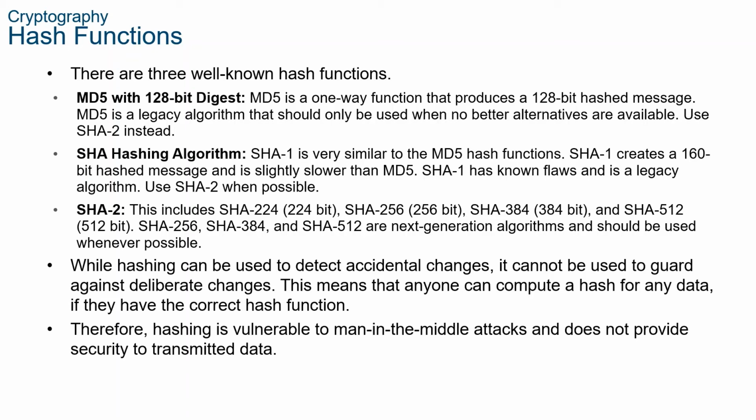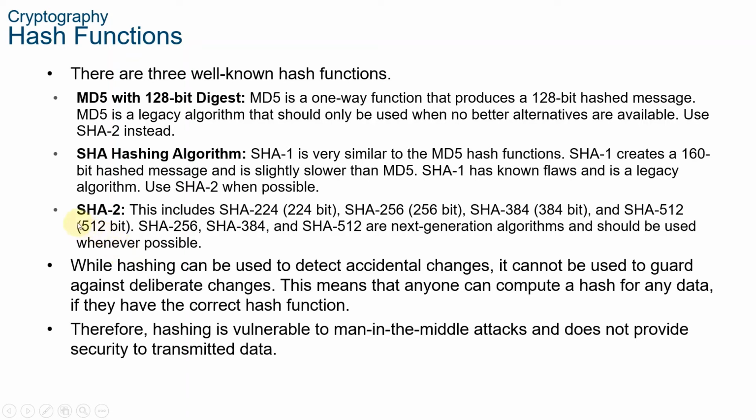Now, the SHA hashing algorithm, or SHA-1, is very similar to the MD5 hash function. SHA-1 creates a 160-bit hashed message and is slightly slower than MD5. SHA-1 has known flaws and is a legacy algorithm. That's why we are recommending the use of SHA-2. Now, SHA-2 includes SHA-224 or 224-bit, 256-bit, 384-bit, and 512-bit. SHA-256, 384, and 512 are the next generation algorithms and should be used whenever possible.